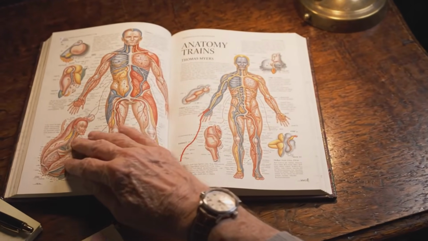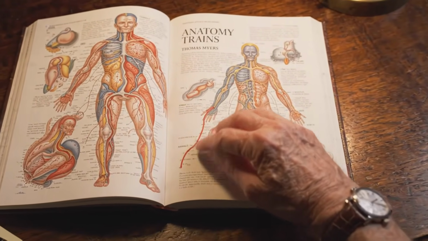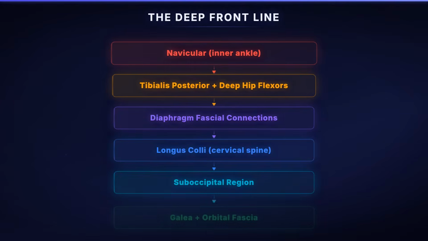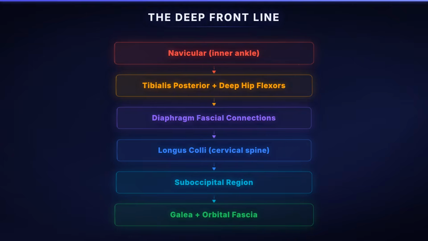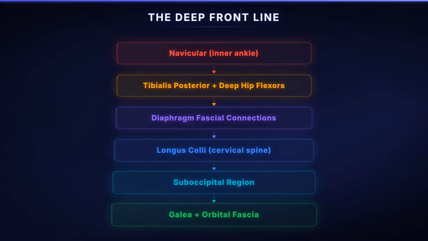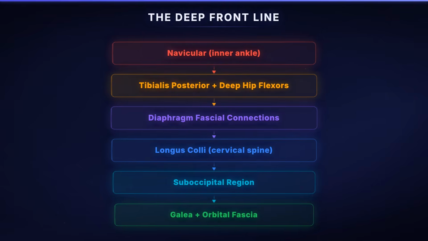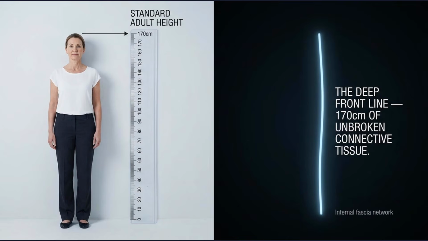That band has a name. Thomas Myers, the anatomist who spent decades mapping the fascial lines of the human body and published the work that changed how manual therapists and movement practitioners understand structural connection, called it the deep front line. It spans, in an average adult, approximately 170 centimeters of unbroken connective tissue from the toes to the crown of the head. 170 centimeters, the length of a moderately tall person.